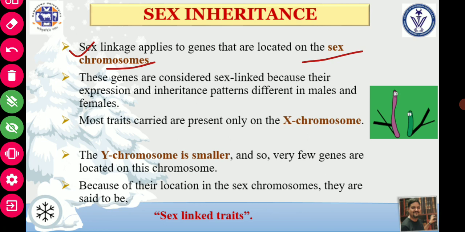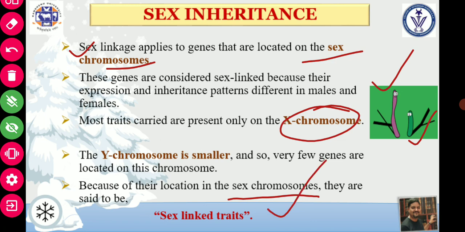Most traits carried are present only on the X chromosome. We have already discussed that many of the genes will be present on the X chromosome, and correspondingly on the Y chromosome there will not be such genes. But now we know that there are a few genes which are present on the Y chromosome also. The Y chromosome is smaller, you can see in this picture, this is the Y chromosome, this is the X chromosome, just a pictorial depiction. The Y chromosome is smaller and so has very few genes. And because of their location on the sex chromosome, they are said to be sex-linked traits. So now I am talking about sex-linked inheritance. In sex-linked inheritance, the genes are located on the sex chromosome, which is why they are called sex-linked traits.